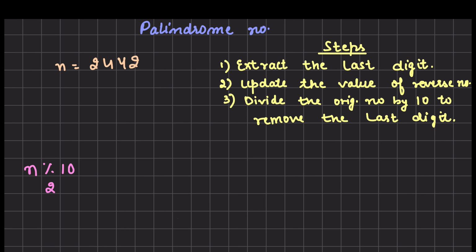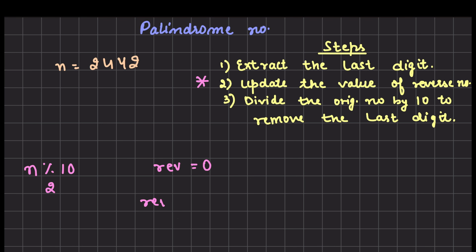Now, the second step is you have to update the value of reverse number. It's a very important step. So what do we do in this step? Basically, let's assume that you have a reverse variable which is initialized to 0. So we use this: reverse is equal to reverse into 10 plus digit. This is our digit right now. So let's put the value here. Right now we have the reverse as 0. So 0 into 10 plus 2. So reverse is now 2.